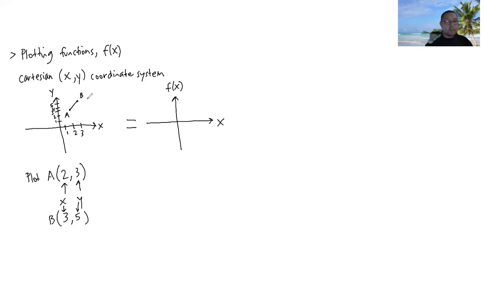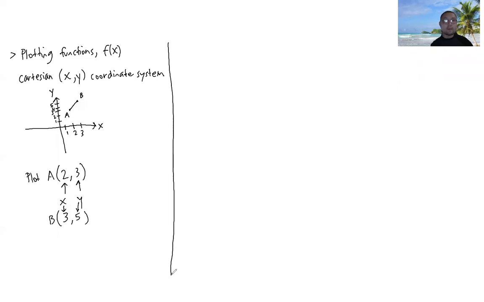If you understand this, then let's get into using this type of plotting to look at our functions. Let me clear this out, and I'll leave that side. Let's separate our board out, and we're going to work over here. Now let's say I give you this function: f of x is equal to x plus 3.